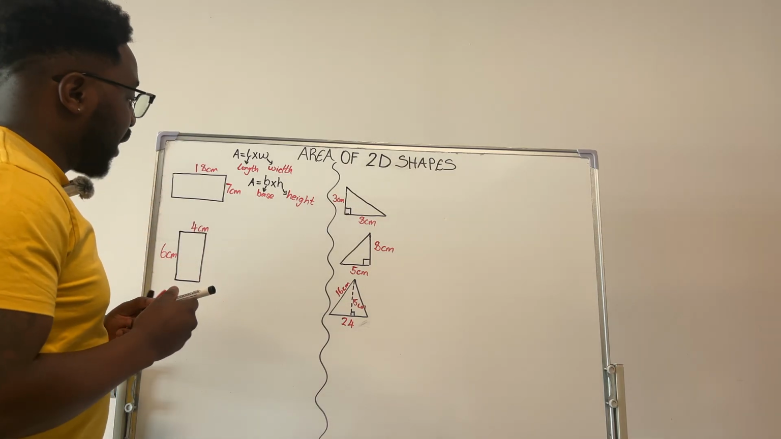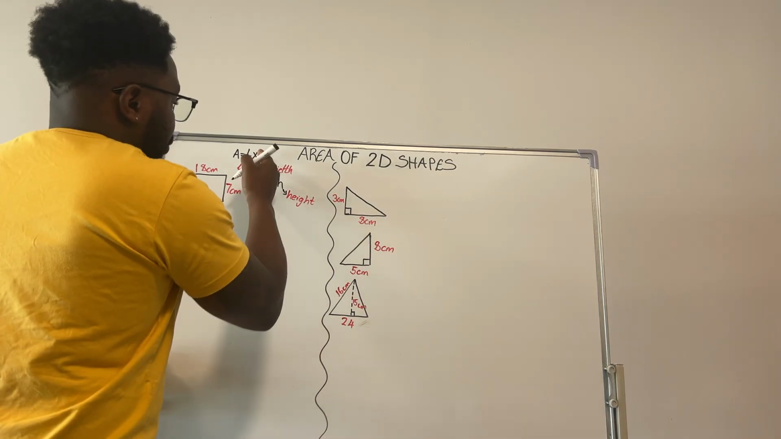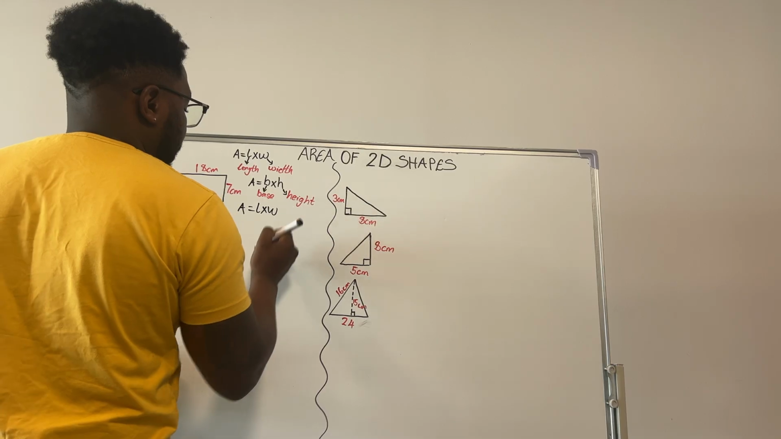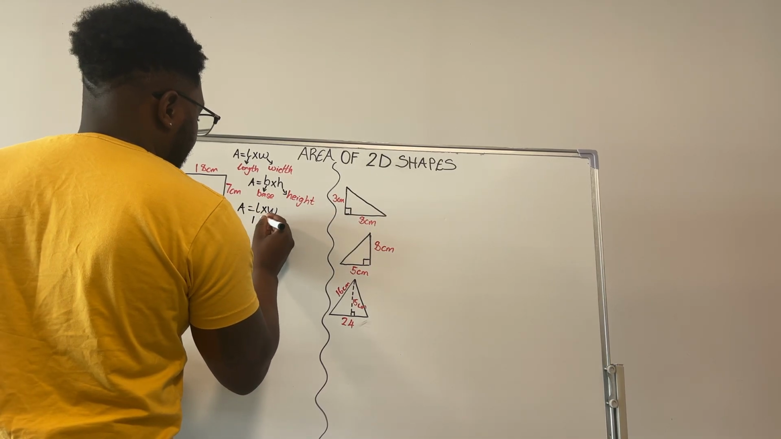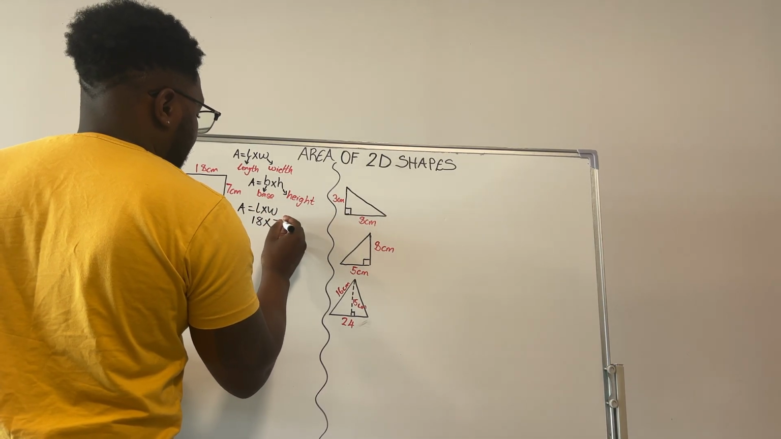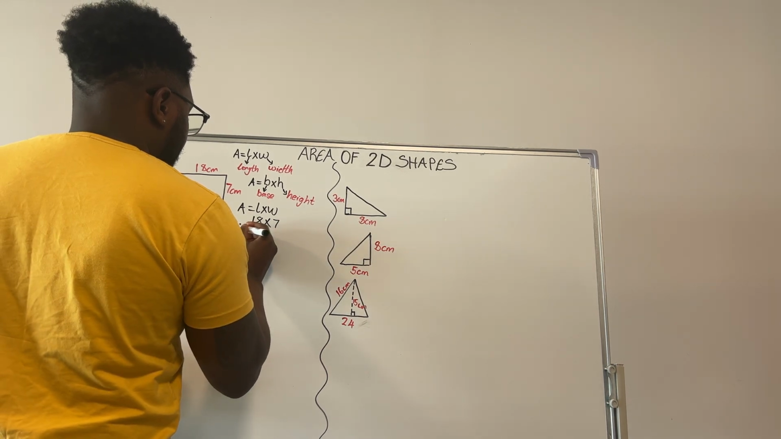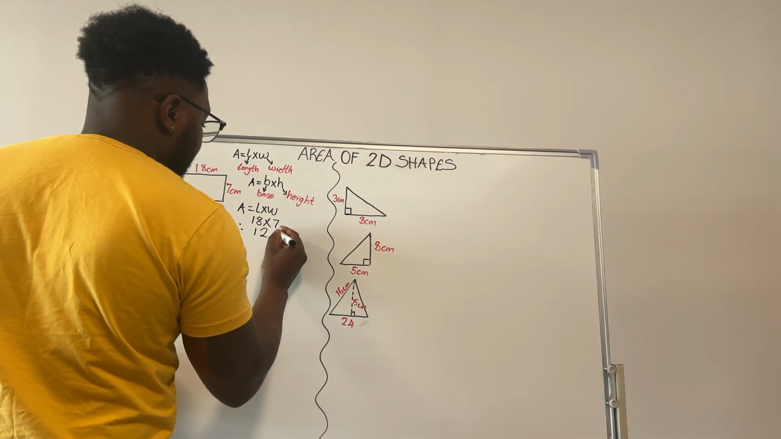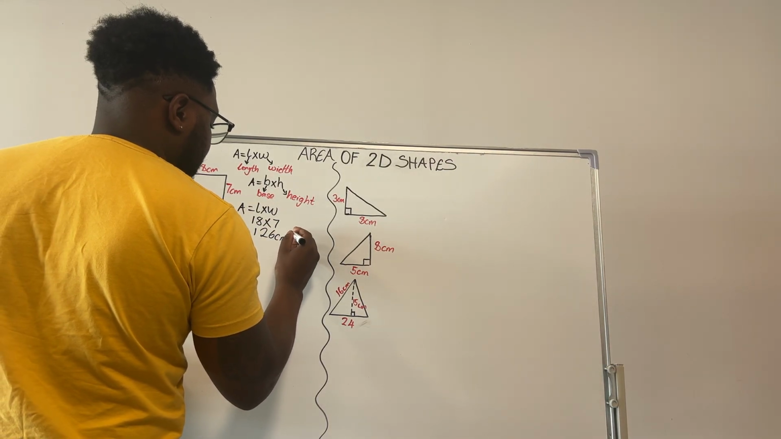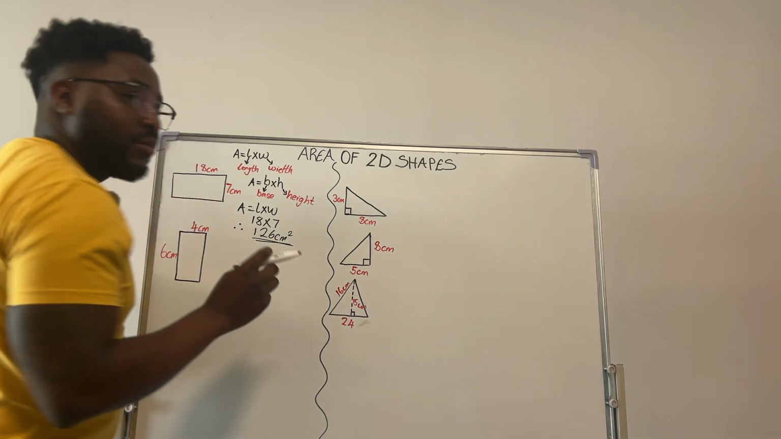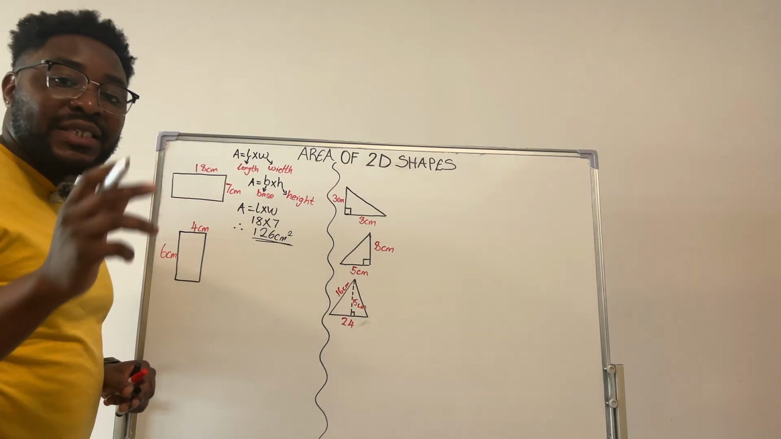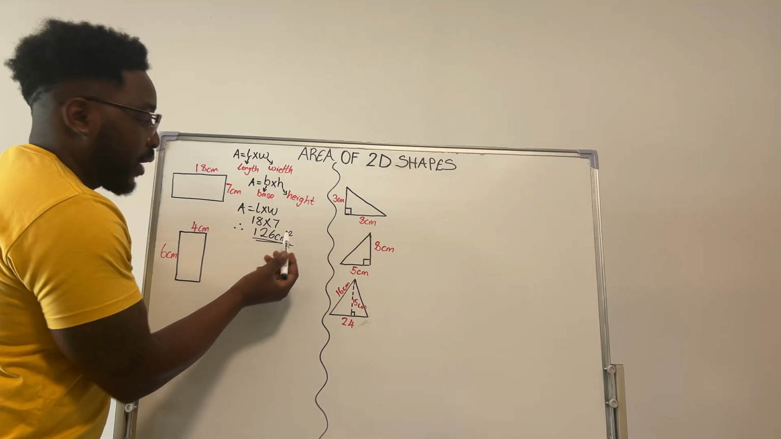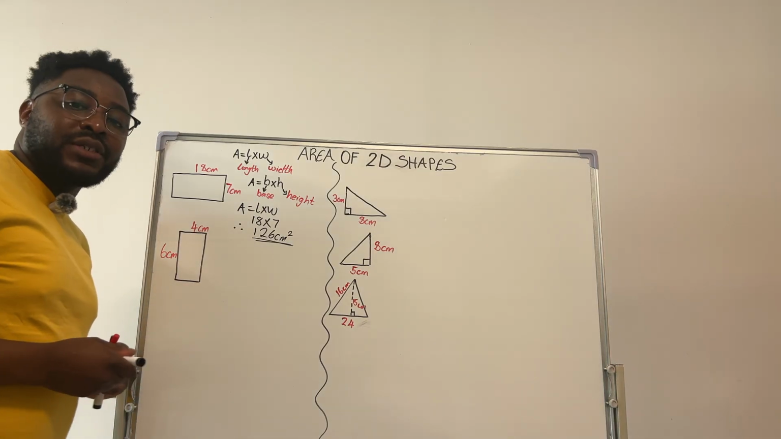And we say that the area is what? I'm going to use the first one, length multiplied by width. What's our length? Our length is 18 and our width is 7. Therefore, our area for the first one, 18 multiplied by 7, gives us 126 centimeter squared. 126 centimeter squared. Please note that. Okay, so now we have found the area of our first rectangle.